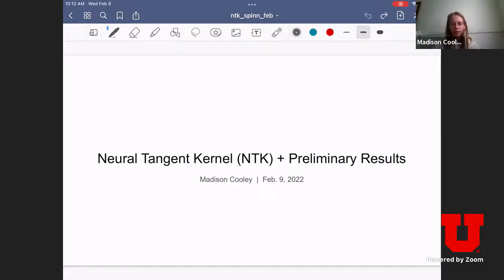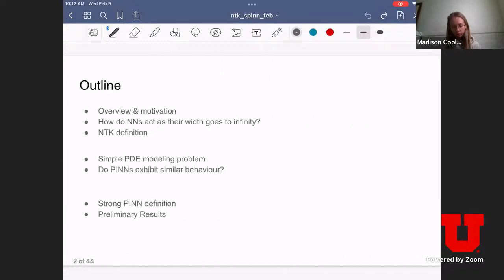So today I'm presenting on the neural tangent kernel and then some of my preliminary results. The outline of this presentation is that I'll first give an overview and the motivation of the NTK. It's highly dependent on how neural networks behave in the infinite width limit. Then I'll go through the definition, talk about what the NTK for PINNs looks like, and then talk about some of my results.